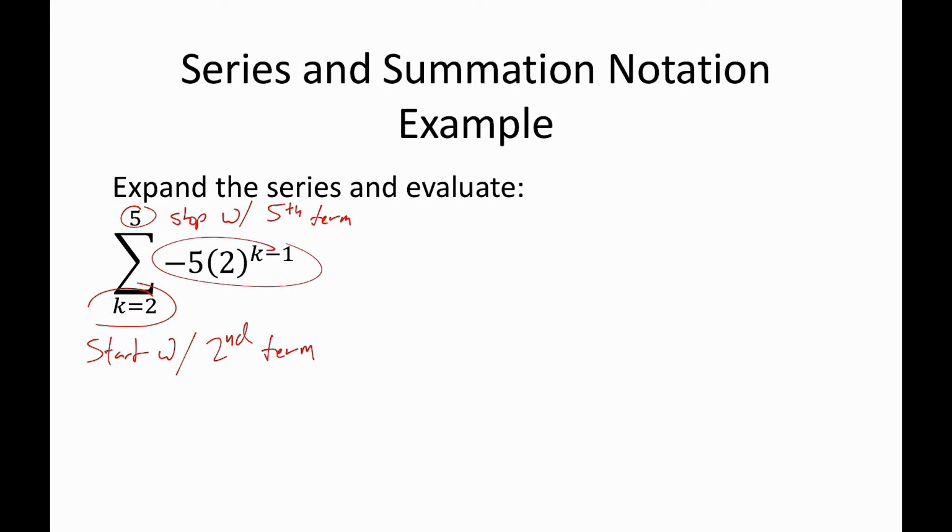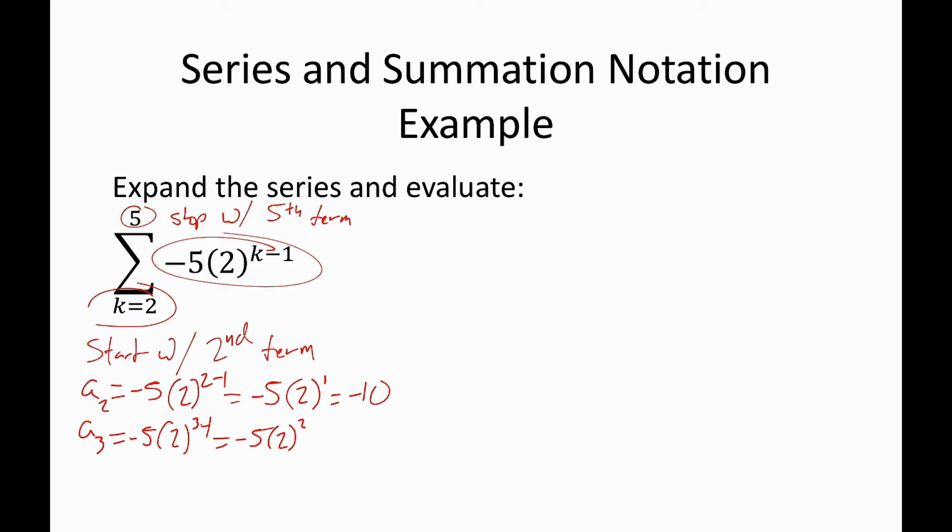And this part right here, again, is where we're going to plug in and find all of our numbers. So we're going to start with our second term. We're going to do a sub 2, and we're just going to plug in k equals 2. So we have negative 5 times 2 to the 2 minus 1. So we got negative 5 times 2 to the first, which just gives us a grand total of negative 10. A sub 3 is negative 5 times 2 to the 3 minus 1, which is negative 5 times 2 squared. Well, that's negative 5 times 4, which gives us negative 20.